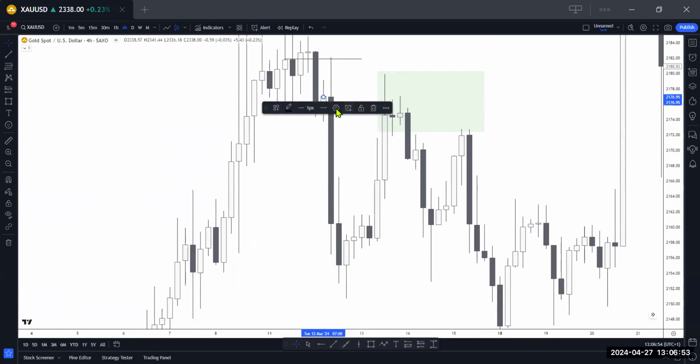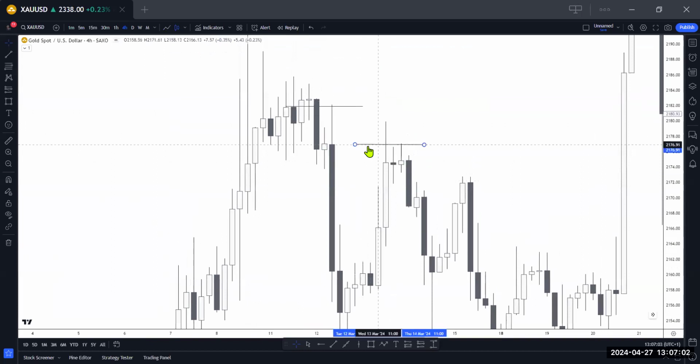It came to this level. So what SNR level is this? All right, someone should answer me. What SNR level is this? What type of SNR level is it?